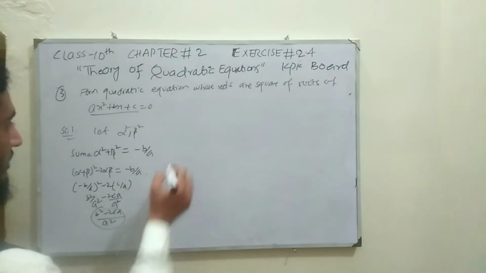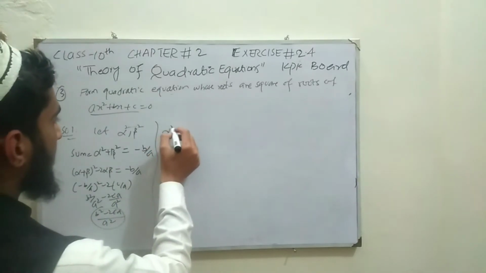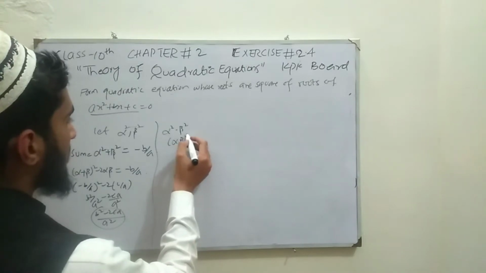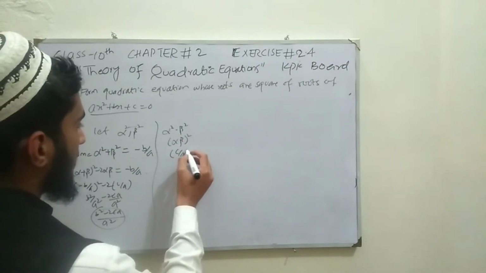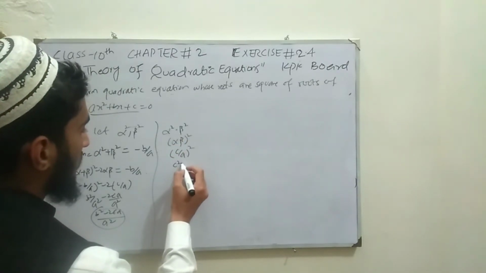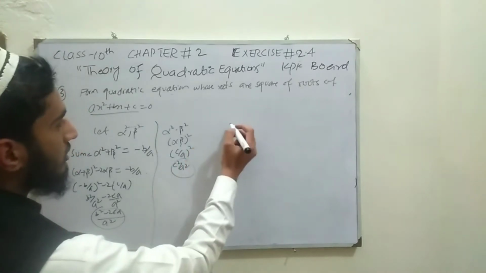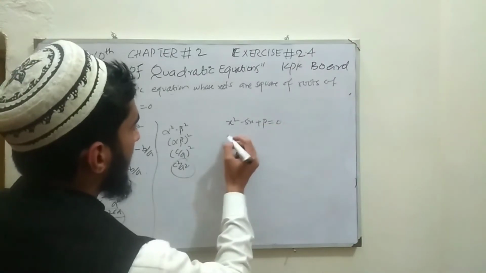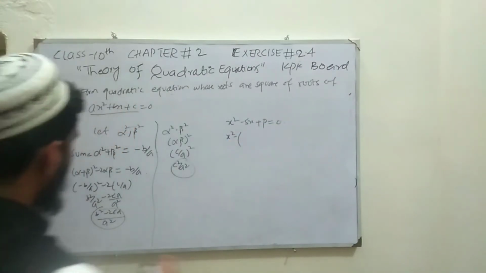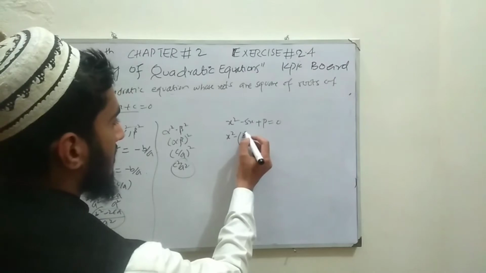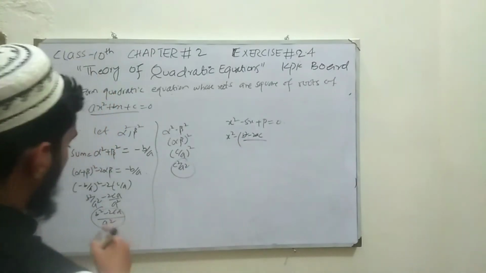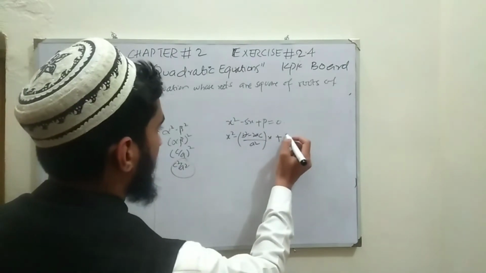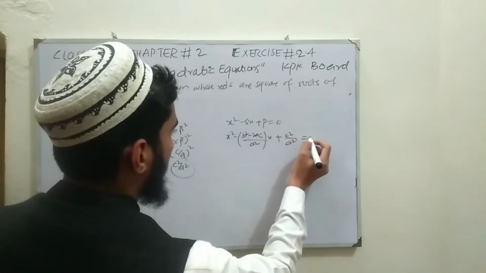This is the sum of roots, and the product of roots will be equal to alpha square times beta square. We can write it as alpha beta whole square. Alpha beta is c over a, so the product will be equal to c square over a square. Our required quadratic equation is x square minus sum of roots times x plus product of roots is equal to 0. X square minus b square minus 2ac over a square times x plus c square over a square is equal to 0.